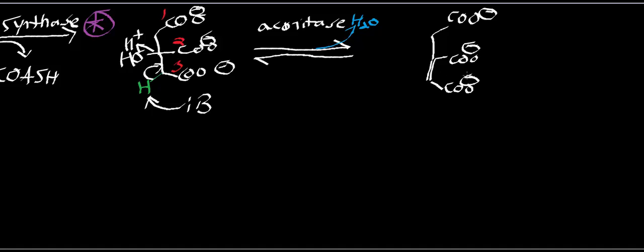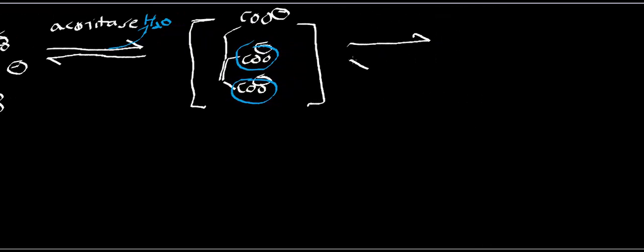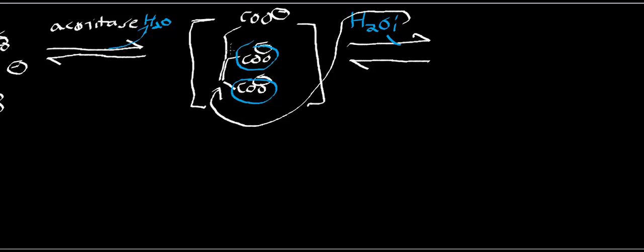So here is cis-aconitate. Notice that the carboxylates are on the same side. Let me designate this as an intermediate. So this is a cis bond. Then in the next reaction, we're going to have an addition to an alkene, still catalyzed by aconitase. Water is going to come in, and essentially we have an addition reaction to an alkene. Water is going to hit this carbon, and this bond is going to come out and abstract a proton.